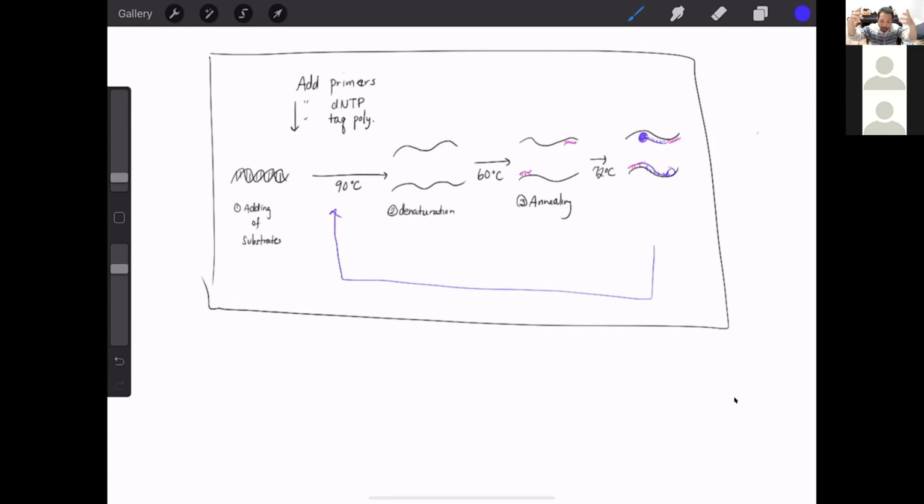Now you have 8 strands, and then you have 16 strands, and then you have 32, and then you have 64, 128, 256. If you keep doing this, every cycle, you double the number of DNA that you have, given that you have enough primers and enough dNTPs and sufficient Taq polymerase to make these copies.